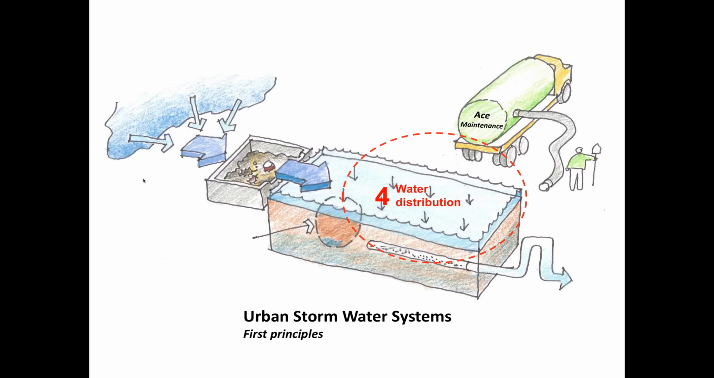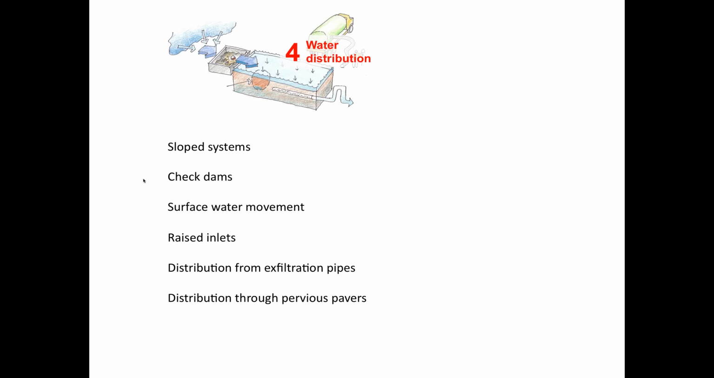All right, now we got the water into our system, and it may be flowing across the surface, or it may be in some water distribution pipes under the pavement. And how does that water move from the entrance point into the soil? And so we're going to talk about how we deal with the cross slopes and the slopes within the street system, check dams, surface water movement, the idea of raised inlets, distribution from exfiltration pipes, and distribution through pervious pavers.